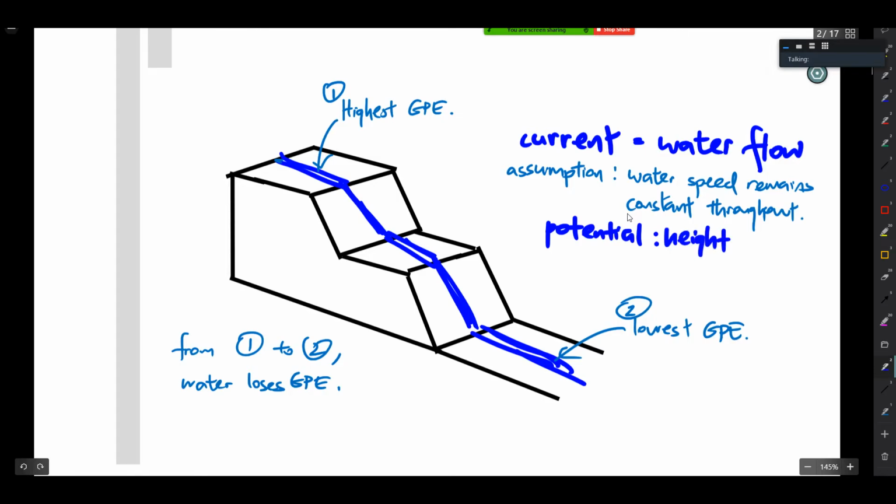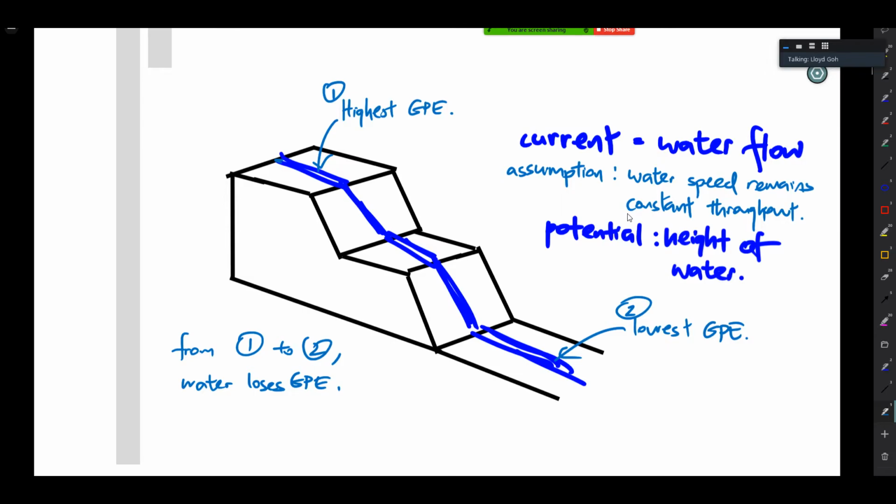Okay, I want you all to see this illustration first, and then try to relate it to the idea of current and voltage. Remember, current is water flow, and we assume that the speed of water is the same throughout. So in this illustration, the water flow is the same throughout.